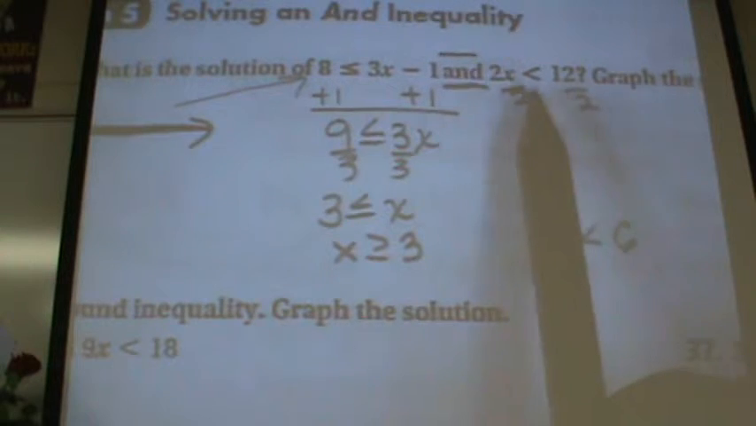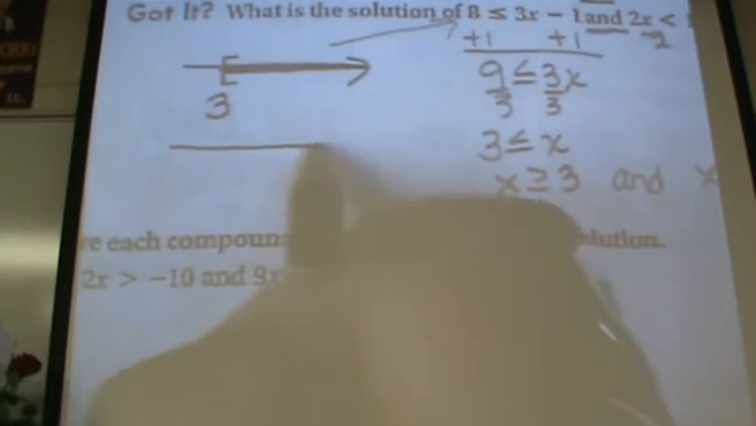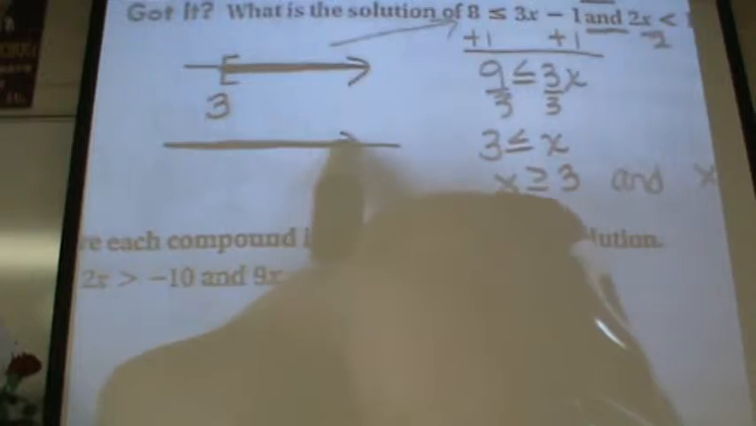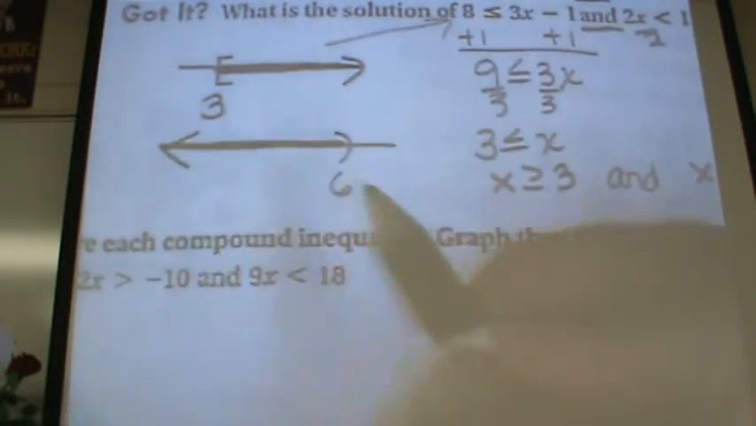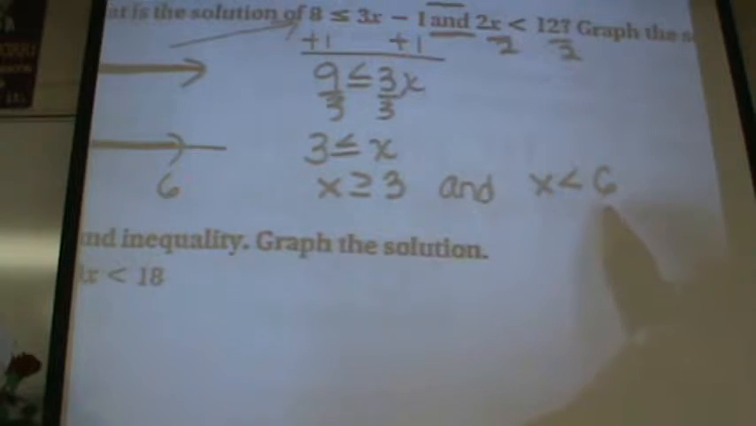Now this one right here, what's the solution? I'm graphing it over on this side. I'm going to put a 6 here, and I'm going to shade right on this side. Now, these numbers satisfy this half.